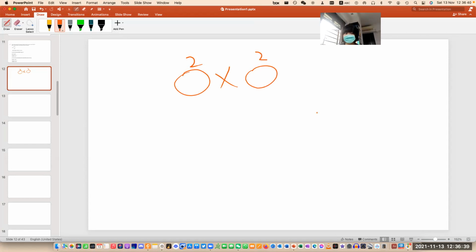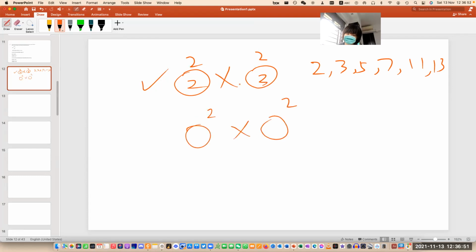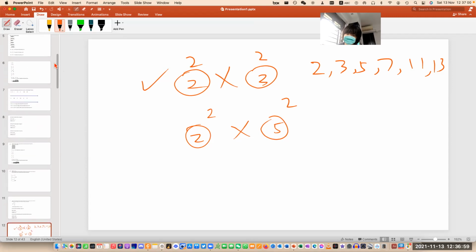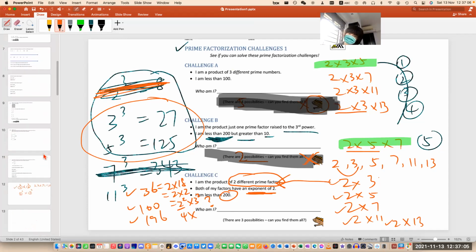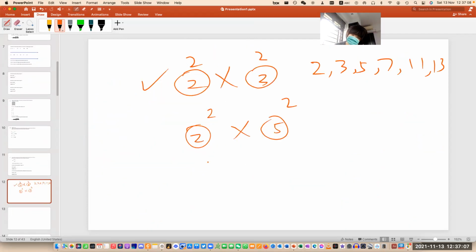So how you fill it up is you have 2, 3, 5, 7, 11, and then 13. So you just put it in. So 2, 3, and this is one of the answers. Then after that, continue. You test 2, 3 already, you test 2, 5. And the question says it must be less than 200. So you continue.